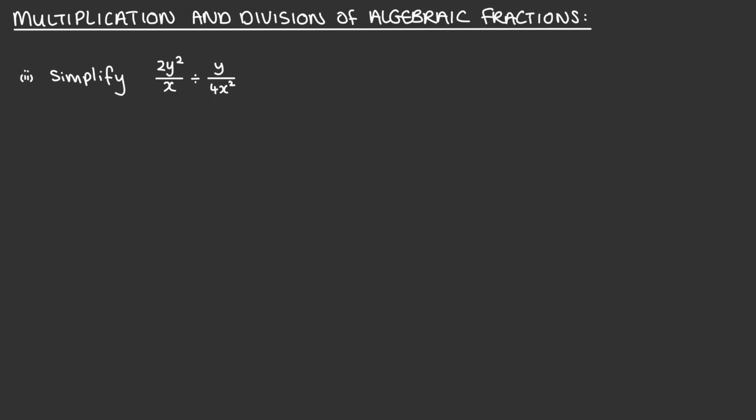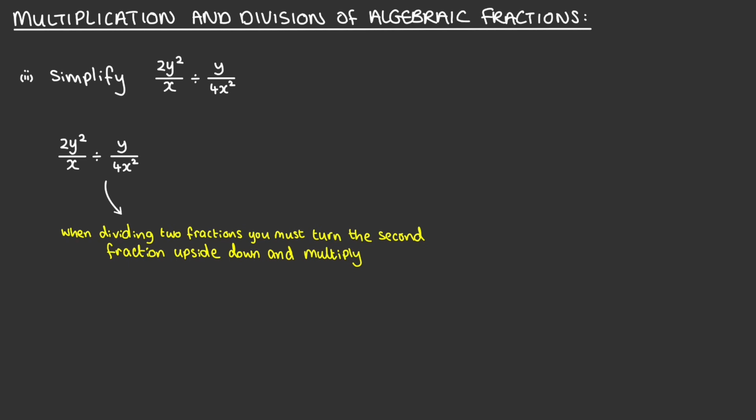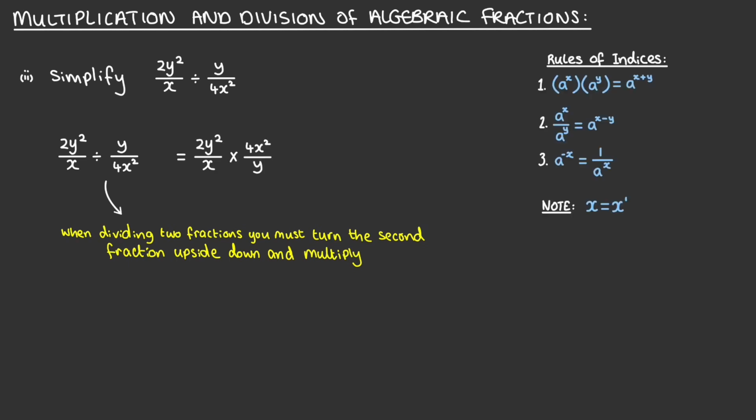The second example asks us to simplify 2y squared divided by x, divided by y divided by 4x squared. Again, if you forget how to divide two fractions, it may be worthwhile taking a look at my video on rational numbers, where I explained that when dividing two fractions, you must turn the second fraction upside down and multiply. So by applying this principle, we end up with 2y squared divided by x multiplied by 4x squared divided by y. Now we just have to repeat what we did in the very first example.